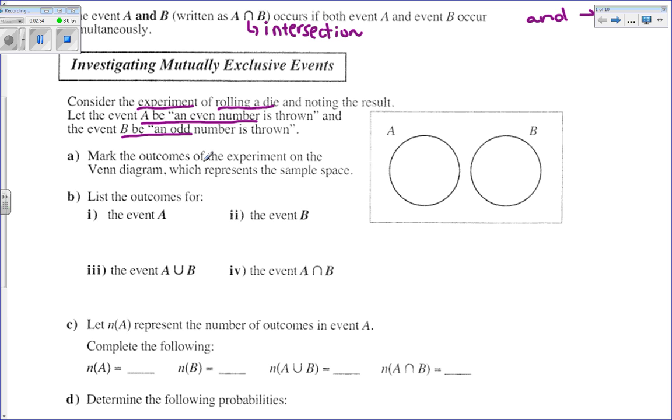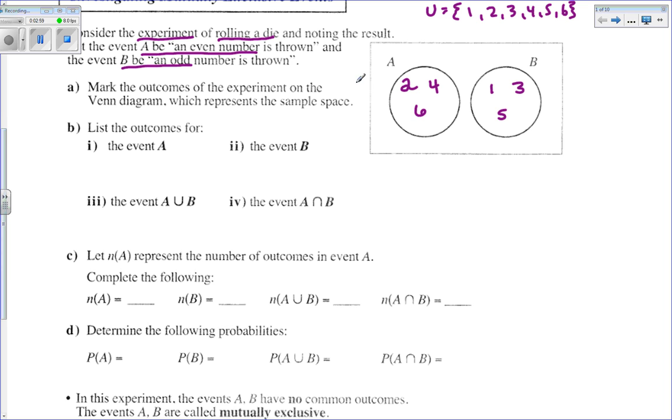We can mark the outcomes of this experiment in a Venn diagram. The universal set is 1, 2, 3, 4, 5, and 6. We have 6 outcomes. For event A, even numbers, we have 2, 4, and 6. For event B, odd numbers, we have 1, 3, and 5. Notice in the Venn diagram there's no overlap. There's no number that is both even and odd at the same time.